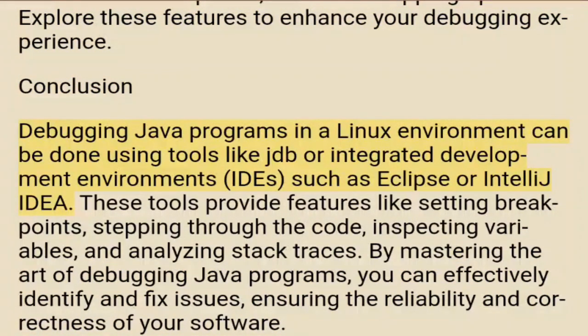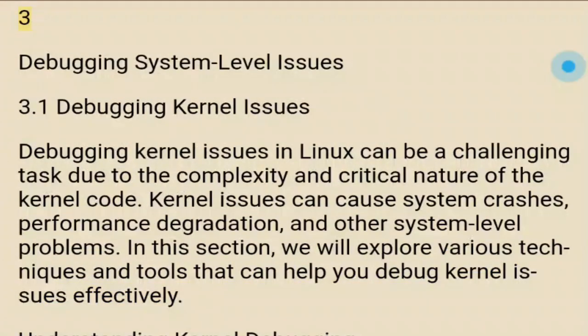Conclusion. Debugging Java programs in a Linux environment can be done using tools like JDB or integrated development environments (IDEs) such as Eclipse or IntelliJ IDEA. These tools provide features like setting breakpoints, stepping through the code, inspecting variables, and analyzing stack traces. By mastering the art of debugging Java programs, you can effectively identify and fix issues, ensuring the reliability and correctness of your software. 3. Debugging system-level issues.